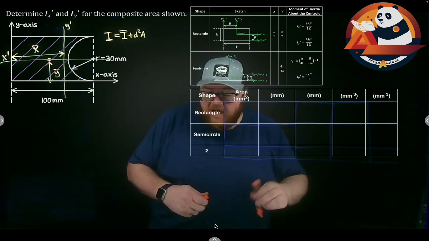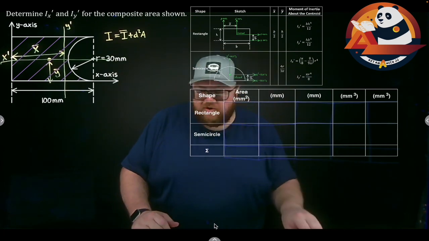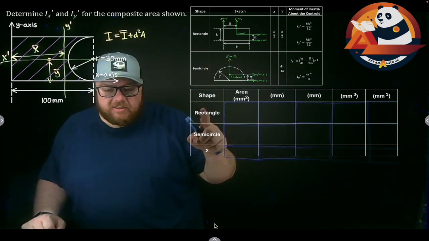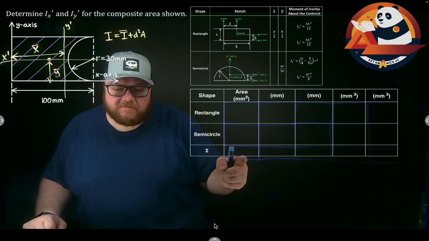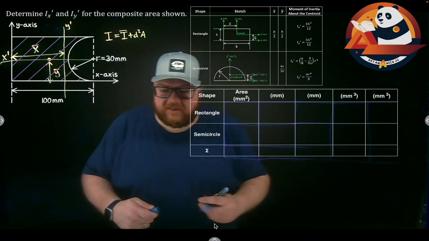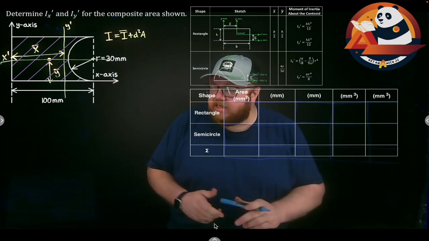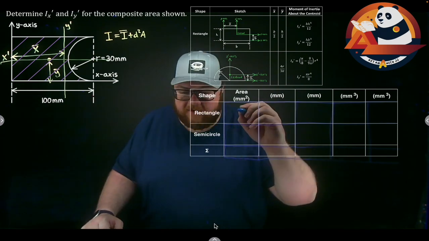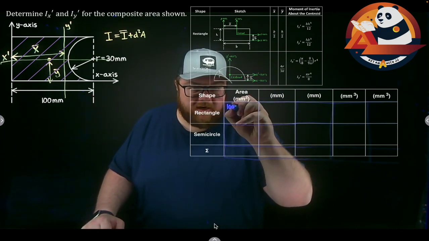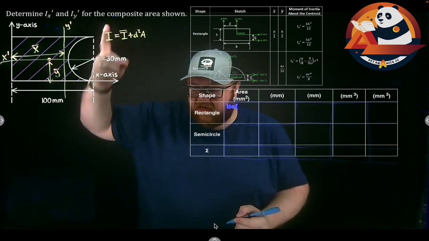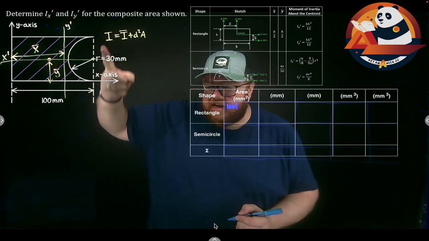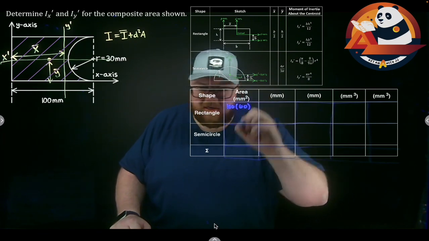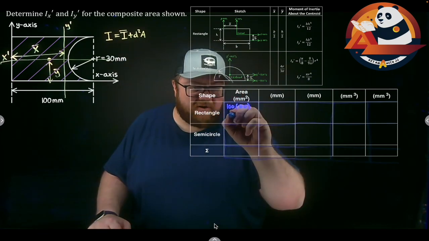If I'm doing centroid, I can come in and make a centroid table, which conveniently we've already laid out to do that. So I'm breaking this up into a rectangle and a semicircle. We'll just go through and fill everything in for this. So the first thing we need is what's the area of each of these? Well, my rectangle will be 100 wide, 100 times base times height. If my radius is 30, the diameter all the way across is 60. 100 times 60, or this is 6,000.